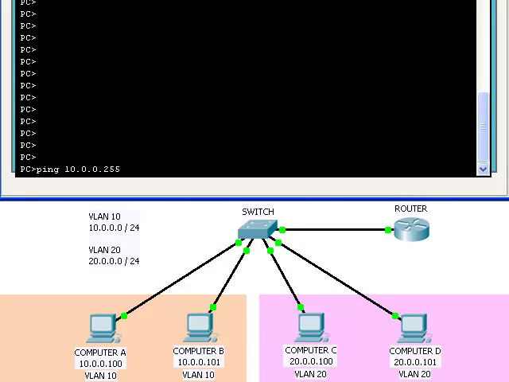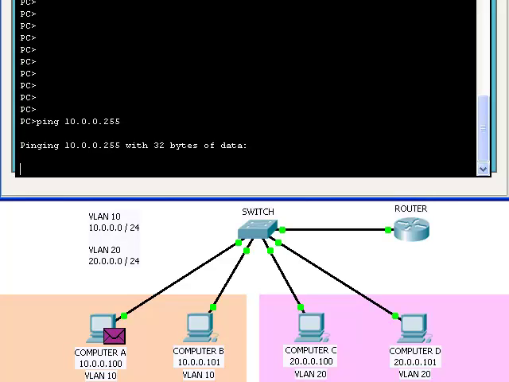Now, let's try using a broadcast ping from computer A to see what devices it can reach. Computer A is able to ping computer B and the router. Broadcast packets normally are unable to travel through routers.